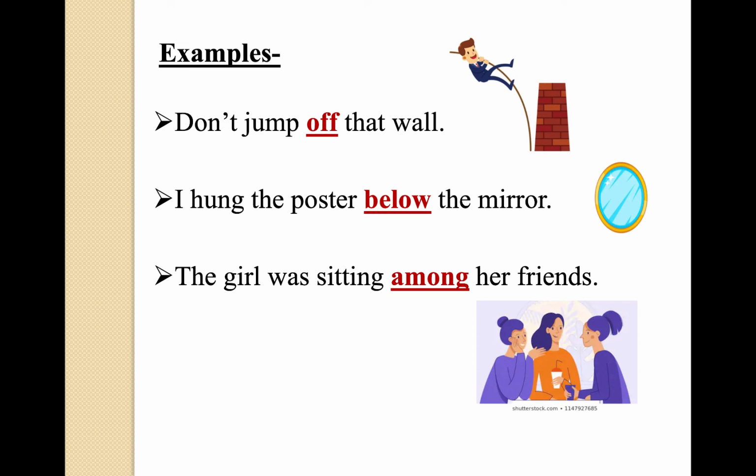Some other examples of this type of prepositions can be, I threw a ball over the almirah, or I threw the garbage into the dustbin.